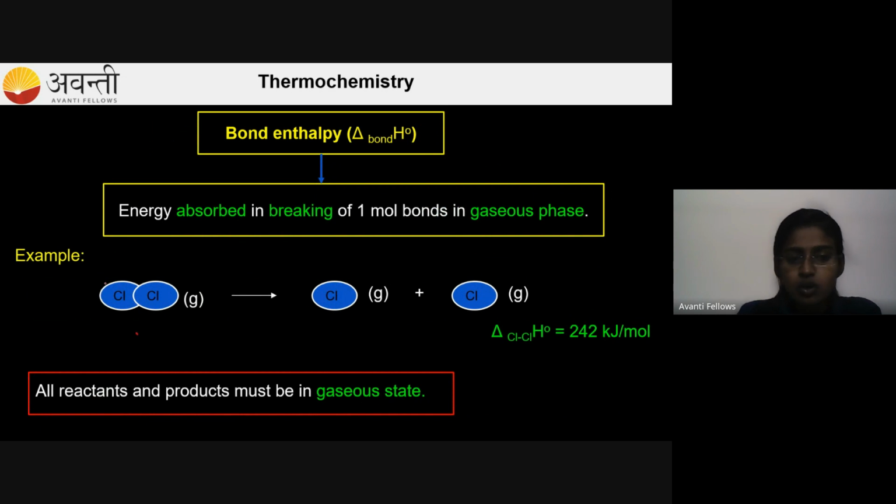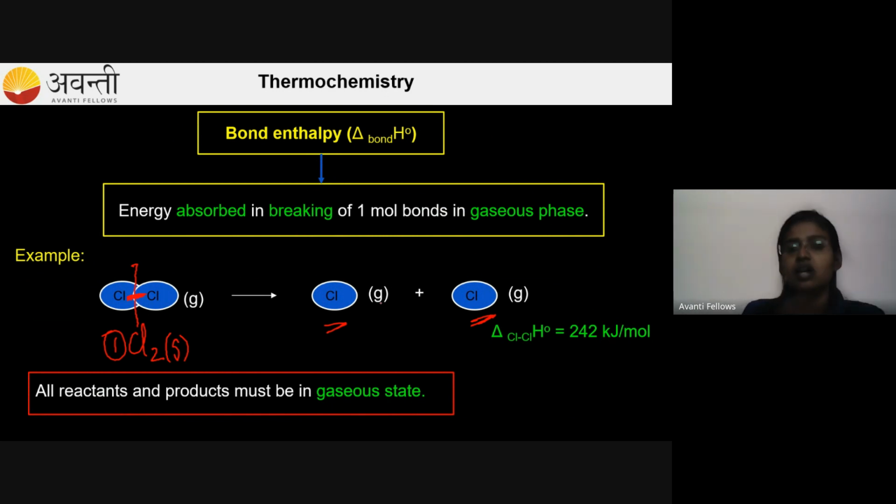So here we have a chlorine molecule. The chlorine molecule is present in gas phase, and there is a single sigma bond between these two chlorine atoms. Now, if I want to break this bond, I have to give some energy, right? That energy is called bond energy. Bond enthalpy or bond energy, both are more or less the same. If I break this bond, the two chlorine atoms are separated. So here one mole of chlorine is absorbing some energy and the bonds are broken to form gaseous chlorine atoms. This is bond energy.